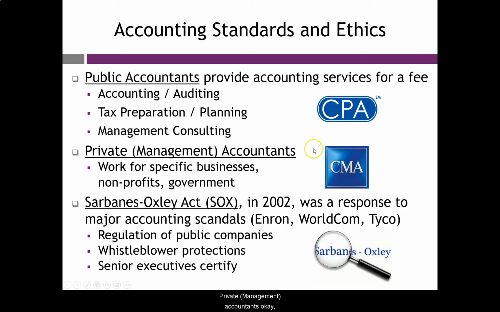Private management accountants, those are the ones that work for a business or a nonprofit or a government. They're typically the ones that do management accounting. They provide internal accounting. And you can get a designation for that too, a CMA as opposed to a CPA. So that's the difference between public accountants and management accountants.